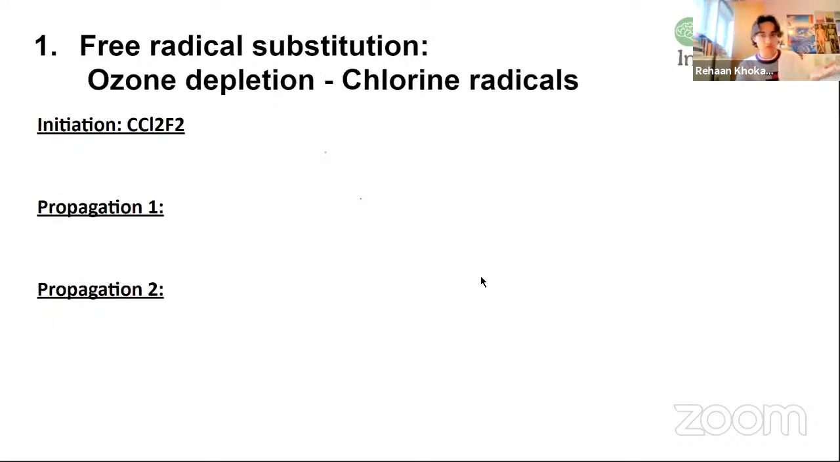So I want you to just have a quick think now. The ozone depletion reaction is a little bit different, but I'm just going to give you a couple of seconds to think. Think back to what we did. What would you think is the initiation step? Remember, initiation is the production of the radicals. So think, how can this compound here, CCl2F2, form chlorine radicals? Just have a quick think, then I'll go through the answers.